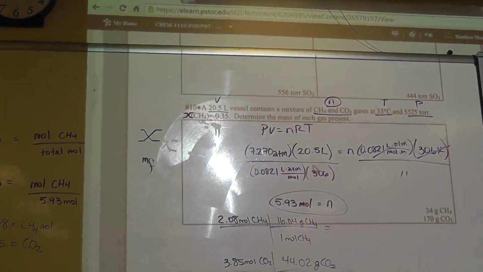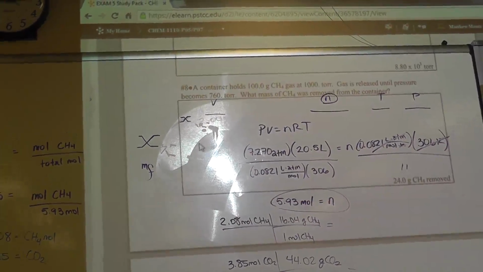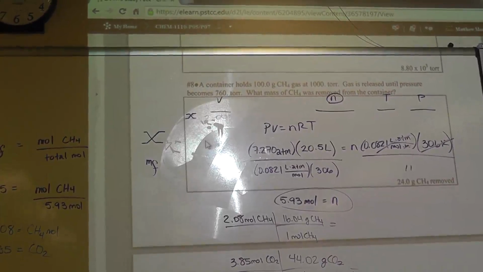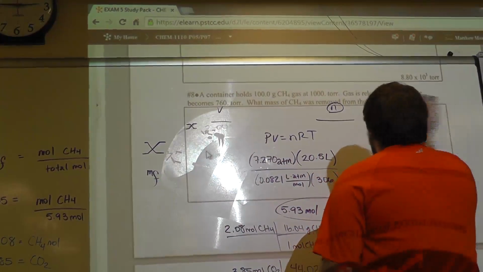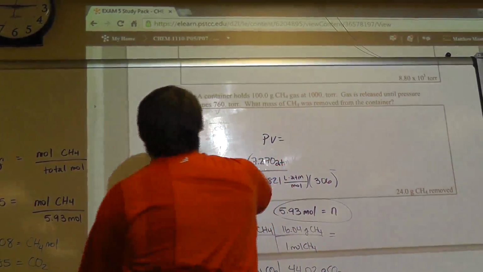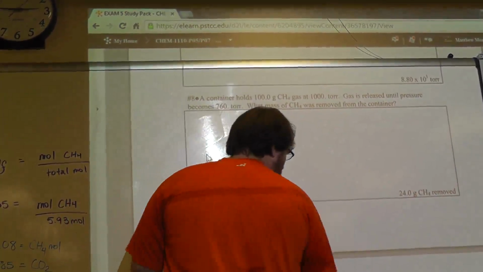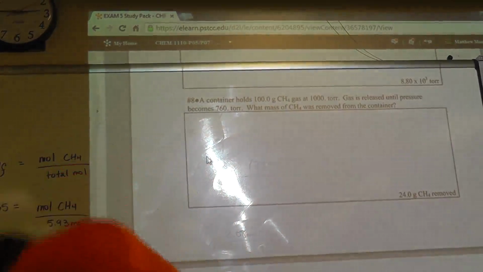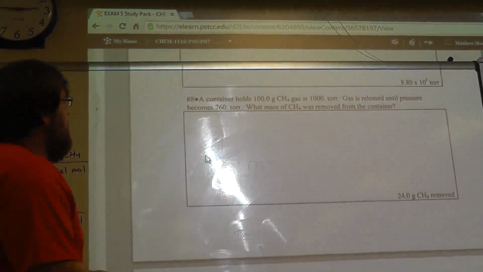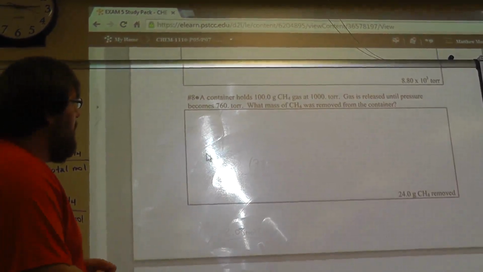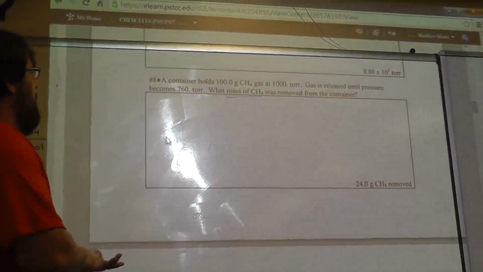Number 8. Blaze, you did say number 8, right? Oh, yeah, sorry. Okay. So for number 8, we're told a container holds 100 grams of methane at 1,000 torr. The gas is released until the pressure becomes 760 torr, and we want to find the mass in grams of methane that was removed.